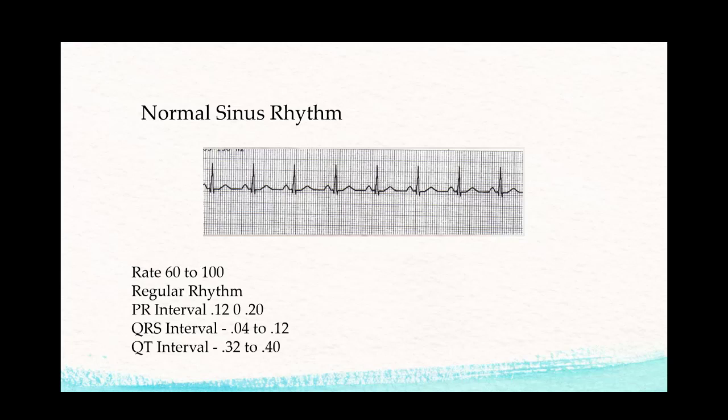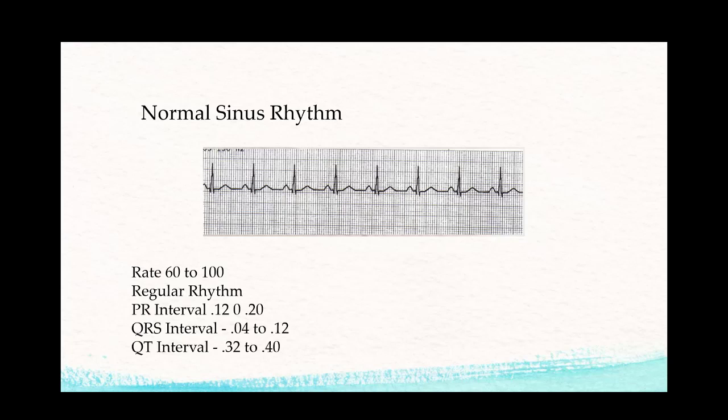It is very regular. Our PR interval should be 0.12, and instead of that 0, that should say 2. So that mistake, I missed that one. So it's 0.12, 3 little boxes, to 0.20, 5 little boxes, because remember each little box is 0.04. Our QRS interval should be 1 little box to 3 little boxes, 0.04 to 0.12. Our QT interval will be 0.32 to 0.40. And so this is what defines normal sinus rhythm.